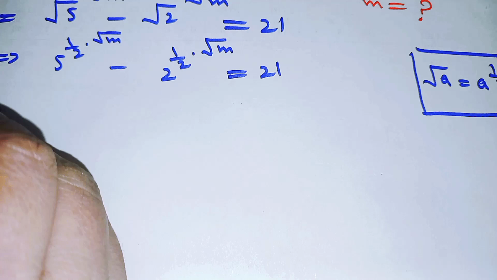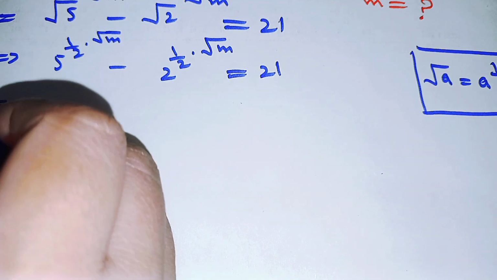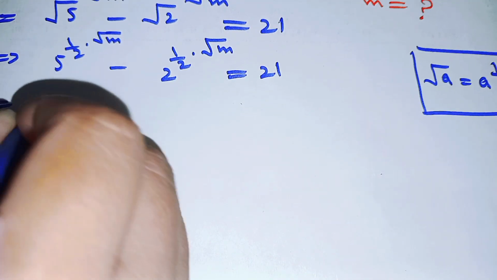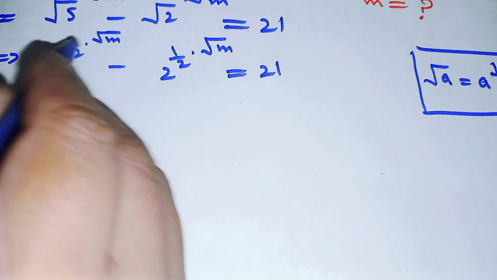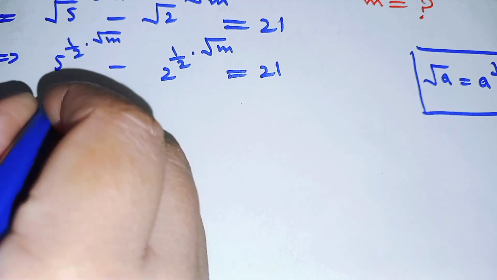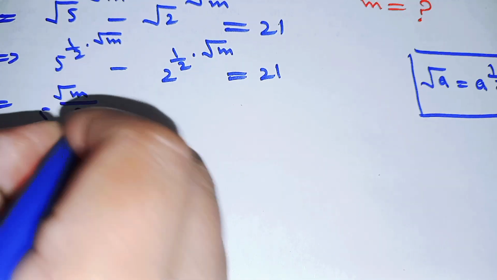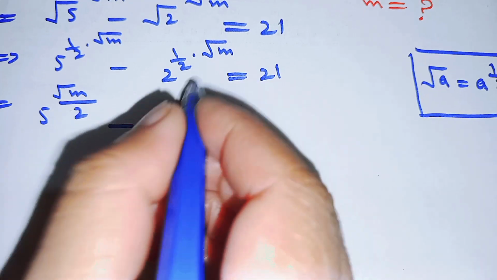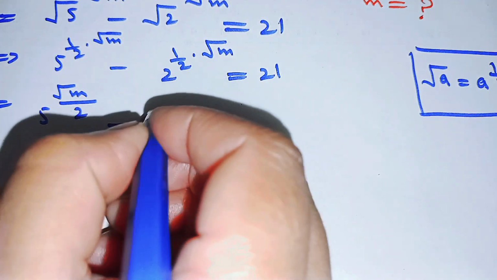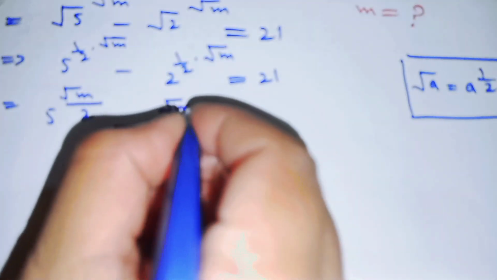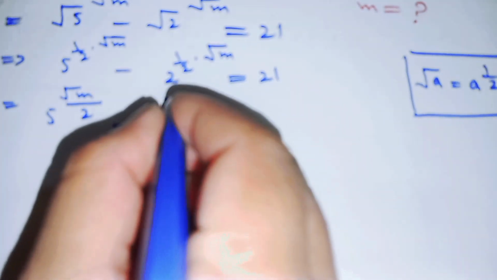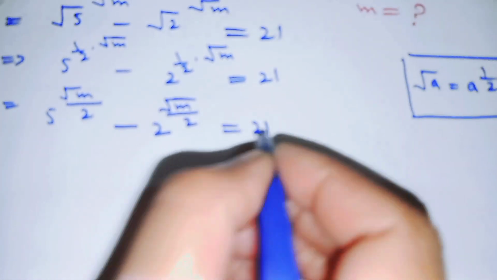Now we multiply the powers. So 5 to the power of square root of m over 2, minus 2 to the power of square root of m over 2, is equal to 21.